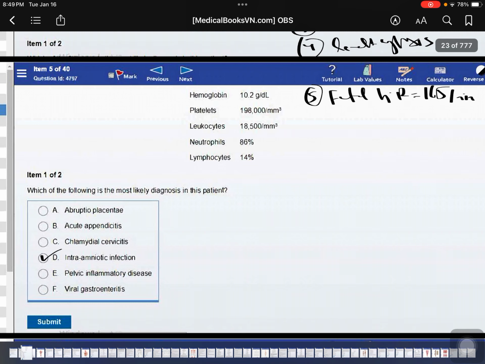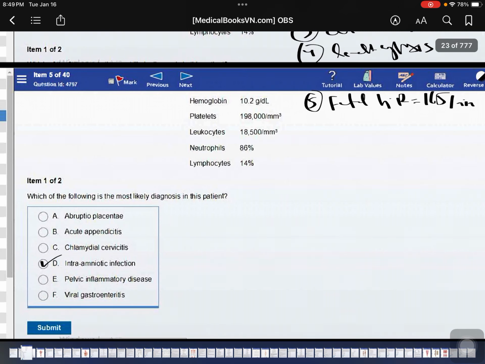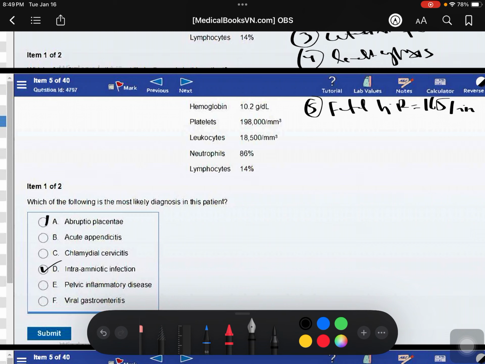Okay, so let's come to the incorrect ones. Why is abruptio placentae incorrect? Because premature rupture of membrane increases the risk of abruptio placentae, and there is no such history of premature rupture of the membrane. The second one is acute appendicitis. Acute appendicitis typically presents with acute onset of fever, nausea, anorexia, and right lower quadrant pain. This is for acute appendicitis.